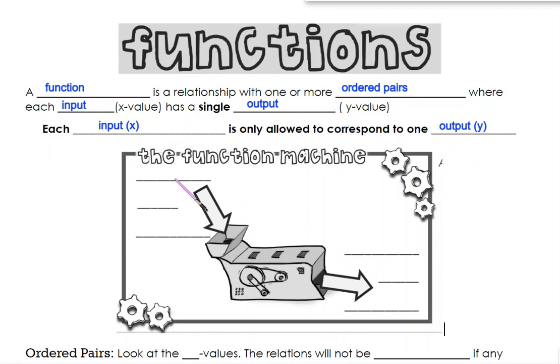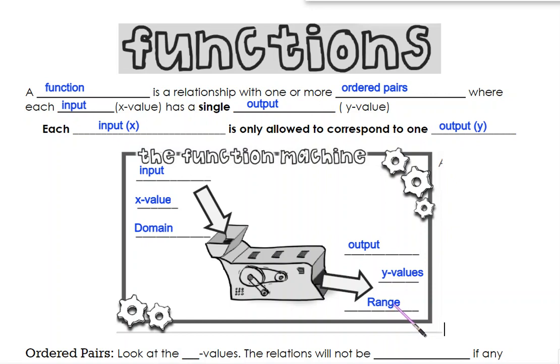So this is a function machine down here. Going into our machine is our input or our x values, or what we learned last couple times as domain. We want one thing going in and one thing going out, and that is our y values, or our output, or our range.